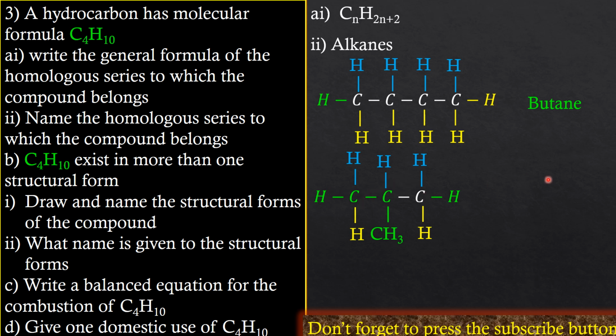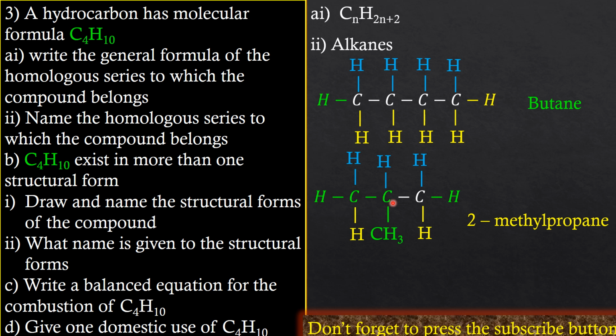Now to name this other one, the longest continuous carbon chain is 3, so the name has to start with prop, and since all the bonds are single, it has to be propane. Hold on, friends, there is a methyl group, so it is methyl propane. But we must give the position where the methyl group is found. It's found on carbon atom number 2, so it is 2-methyl propane.